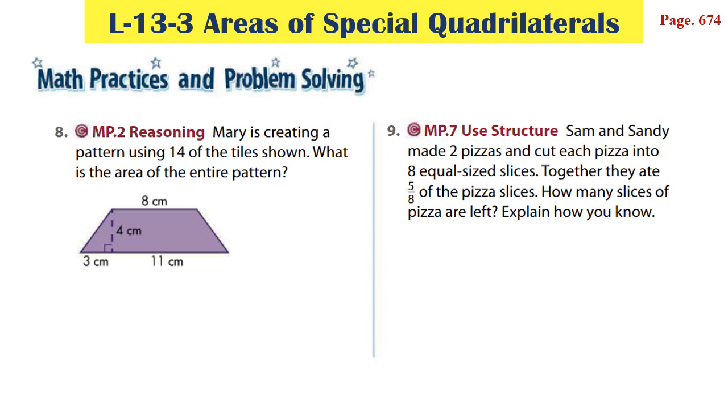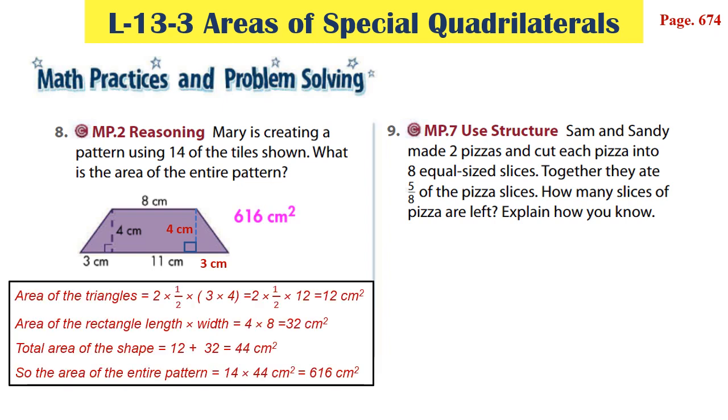Okay students, now let's try some problem-solving questions. Please turn to page number 674 of your textbook. Our first problem-solving question is number 11. Mary is creating a pattern using 14 of the tiles shown. What is the area of the entire pattern? What is your answer? Very good. 616 square centimeters. Okay, let's explain.